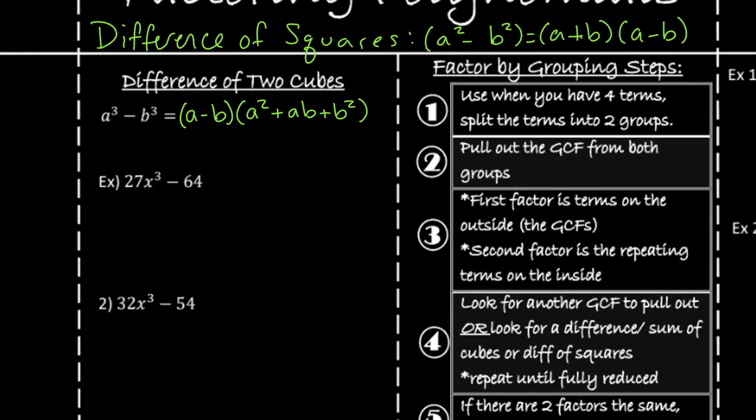The acronym is called SOAP. SOAP stands for same, opposite, always positive. Okay, so it's the same sign as the original, opposite sign as the original, and the b squared is always positive.